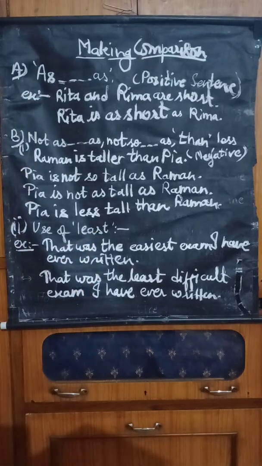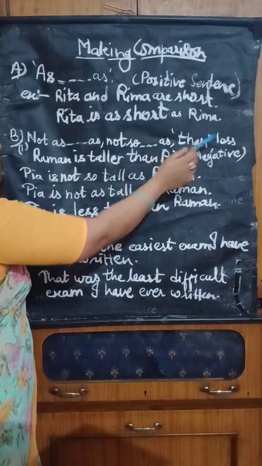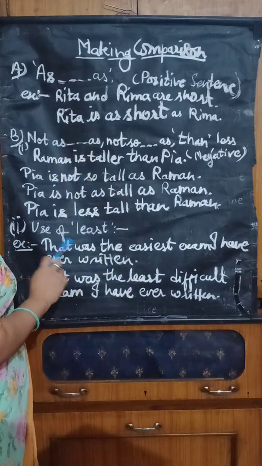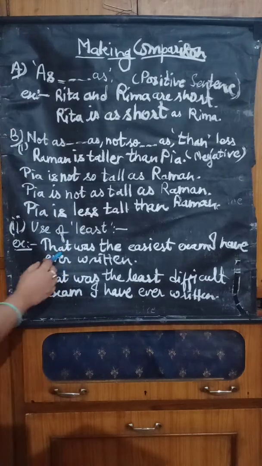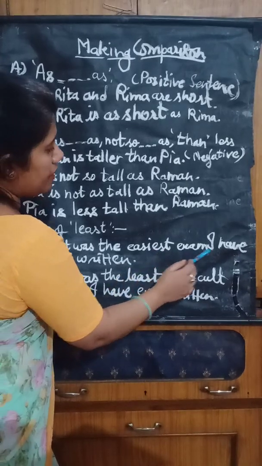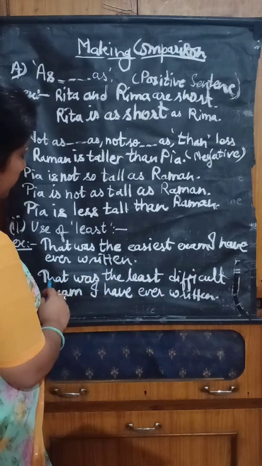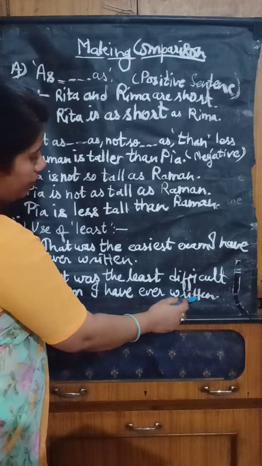Use of least. Comparison is also expressed with the word least in the superlative degree. The words not as, not so, than, less, we use for the comparative one. But for the superlative degree, we can use the word least. See the example: That was the easiest exam I have ever written. This is the superlative degree. That can be changed into: That was the least difficult exam I have ever written.